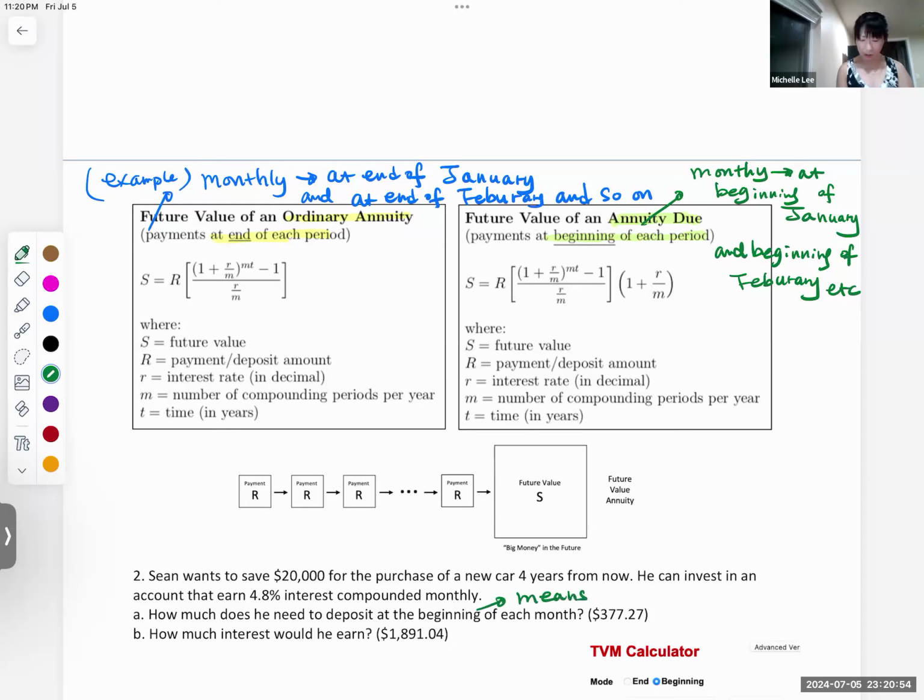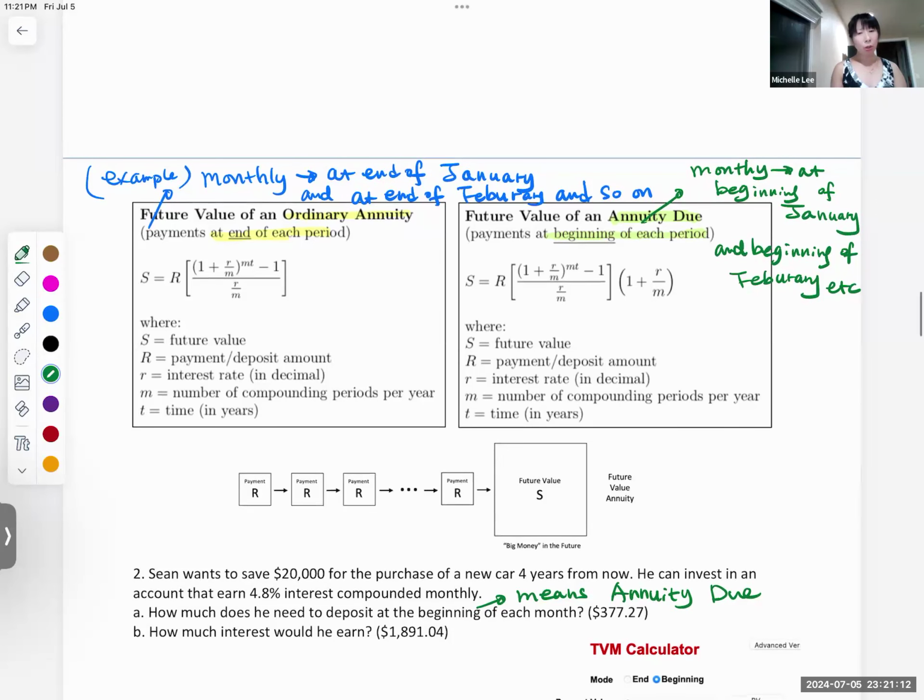Annuity due. Okay, so we distinguish this one because we have a different formula. But we are going to use a TVM calculator. We can just click beginning. So beginning here. The beginning, yeah? All right.